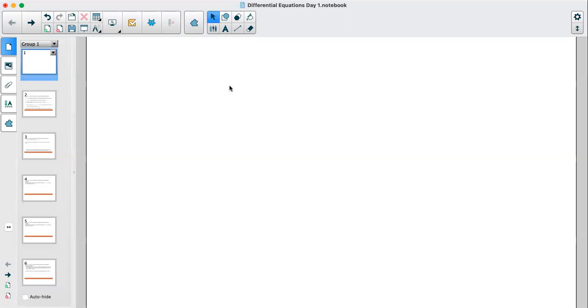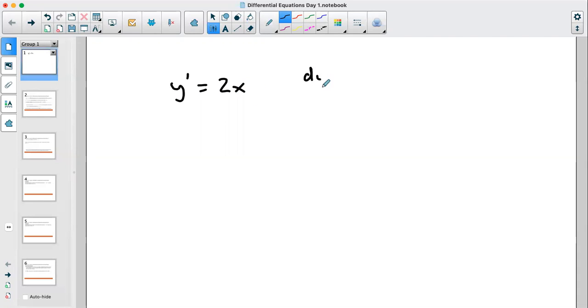What I mean is, here's an equation, y prime equals 2x, which we could also write like dy dx equals 2x. And this is an equation where the question is, what is y? What is f of x? What is the function whose derivative is 2x?